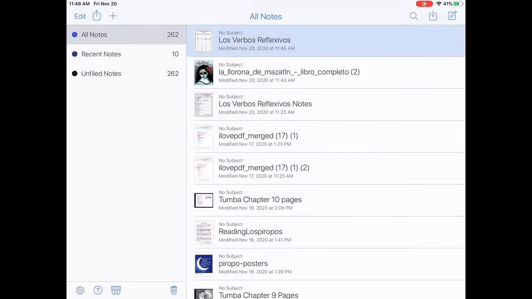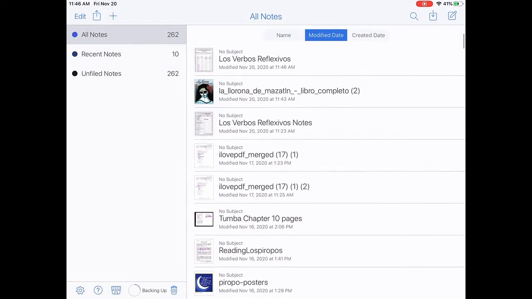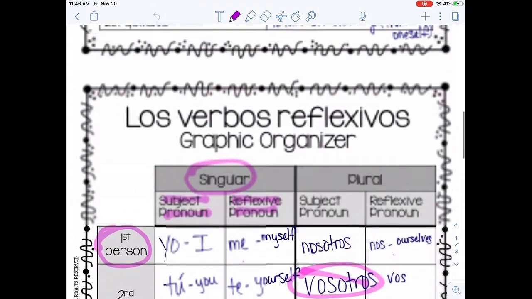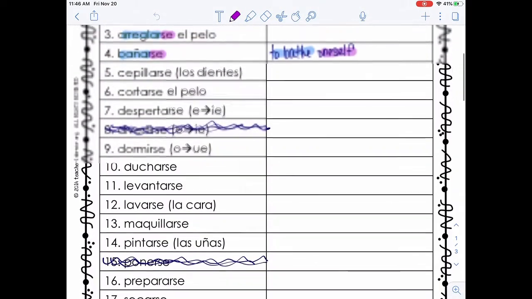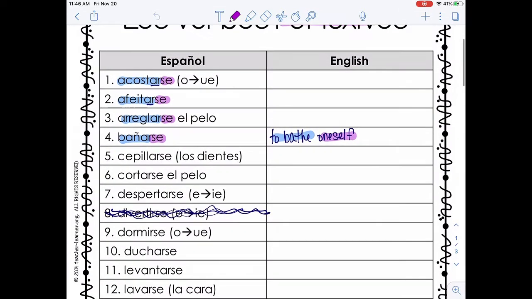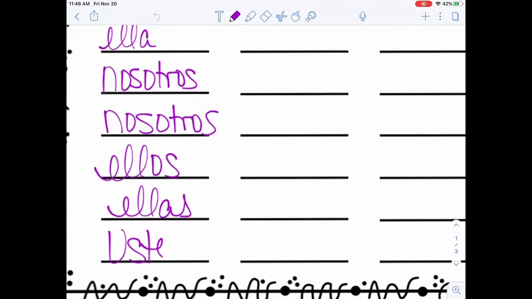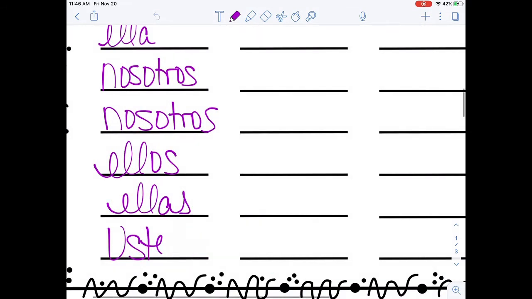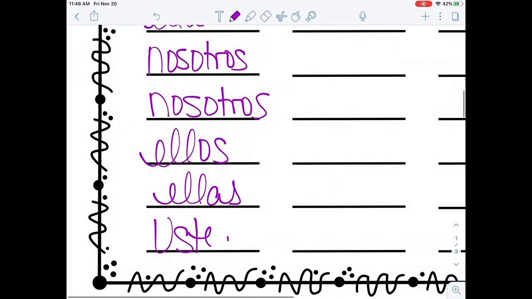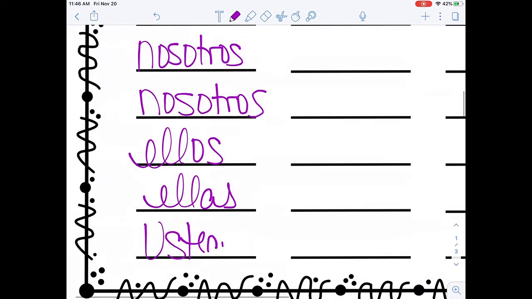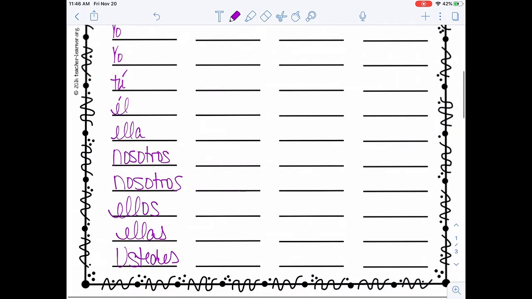So hold on. Some of those verbs that we filled in yesterday would be like, let's do afeitarse. That one's a fun one. So go back, and I accidentally got rid of that. Oh my goodness. All right.